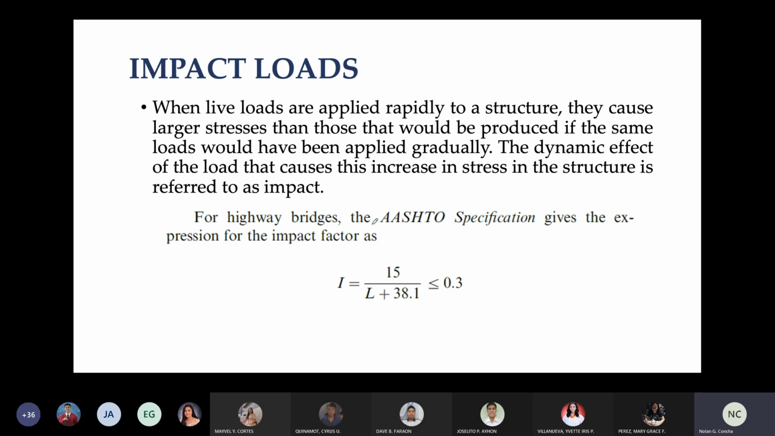In the case of traffic loads, the wheels bounce on the pavement, on the deck of the bridge. When the vehicle runs, the wheel bounces. Because of that bouncing effect, there is an increase in the stress due to the dynamic effect. That is estimated using this formula, 15 over the live load plus 38.1, which is less than or equal to 0.3. That is the additional load due to impact.